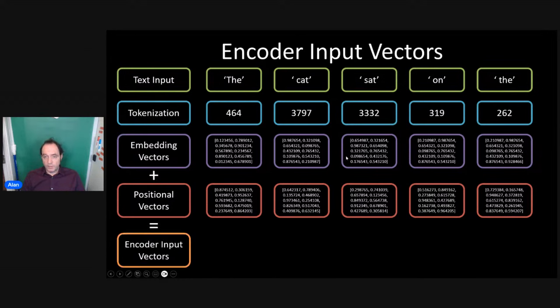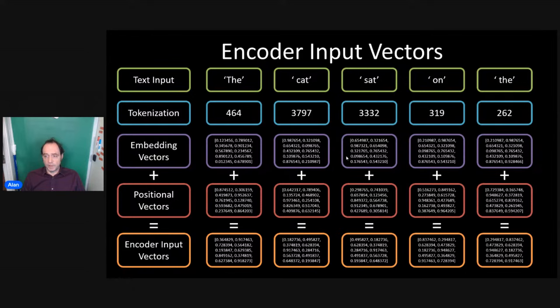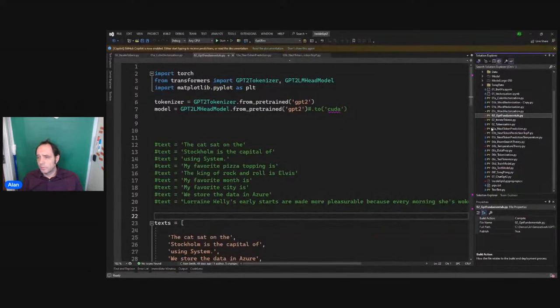We then add those two together, and that gives us the encoder input values. So we can go into the model and we can see how this works. I've actually got the source code for the transformers library on this machine.